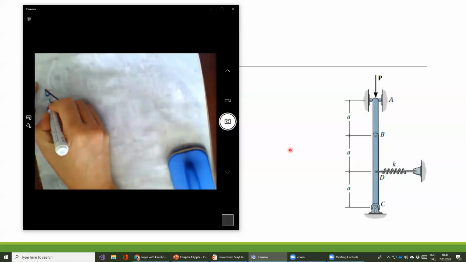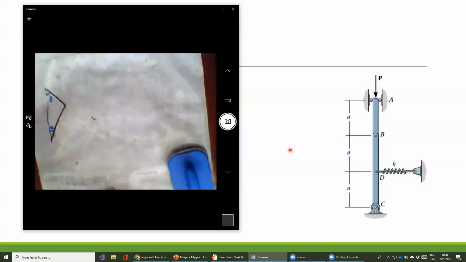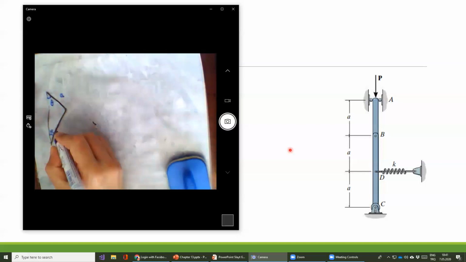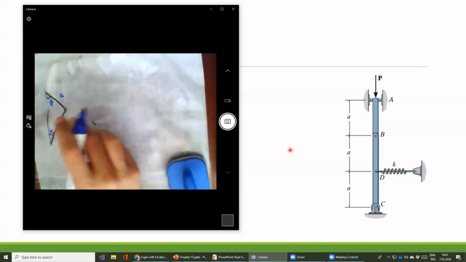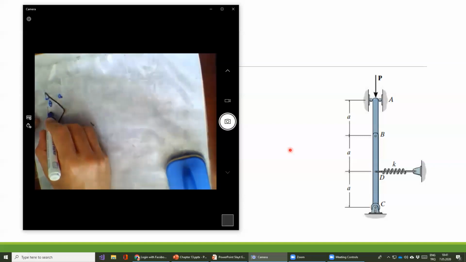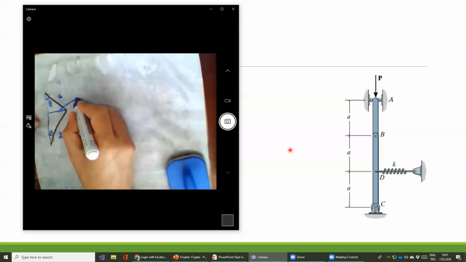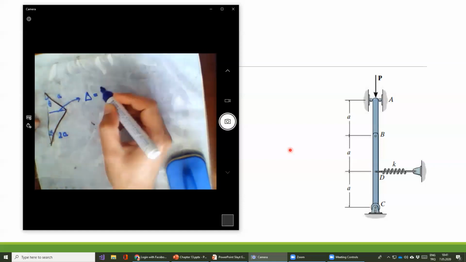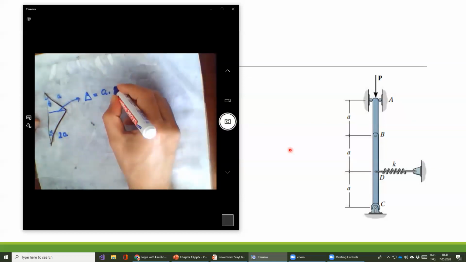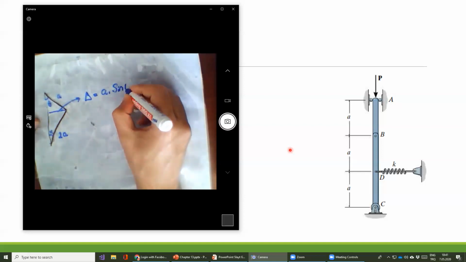This angle I want to define is theta. This term I want to define is alpha. This length is A. This length is 2A. Also, this length is delta. What is the meaning of delta? Delta is equal to A times sine theta.